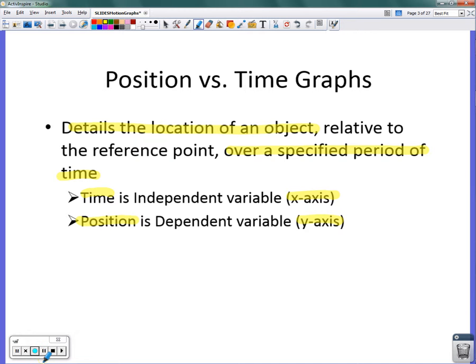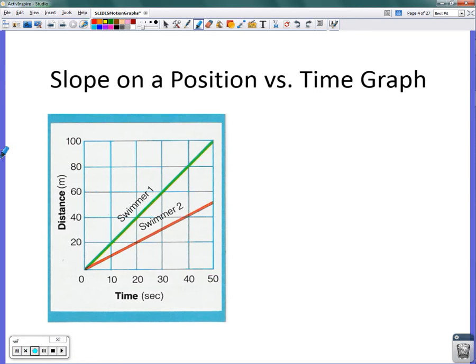And that's great, so we can tell where something is at a specified time. But as is often the case when we make these graphs, we're not just looking at the relationship between the two measured values. A lot of times we can infer some information if we look at how those two variables are related. And in this case, we're going to look at the slope of this graph.